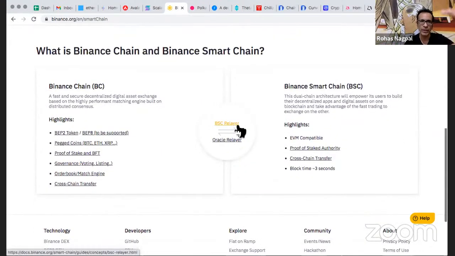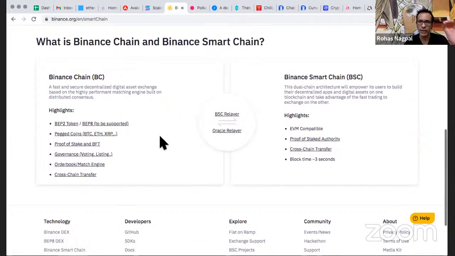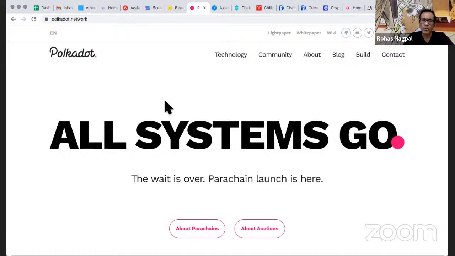So here you can go in, and then each of them will give you their white paper. If you really want to know more about a project, have a look at its white paper. That's where the developers would have given you all the information that you need about that project. Then we have Polkadot. I'm sure many of you have heard about Polkadot.